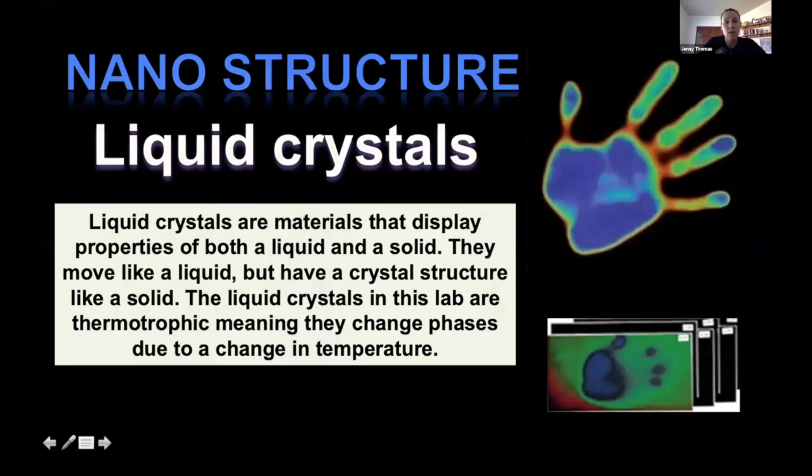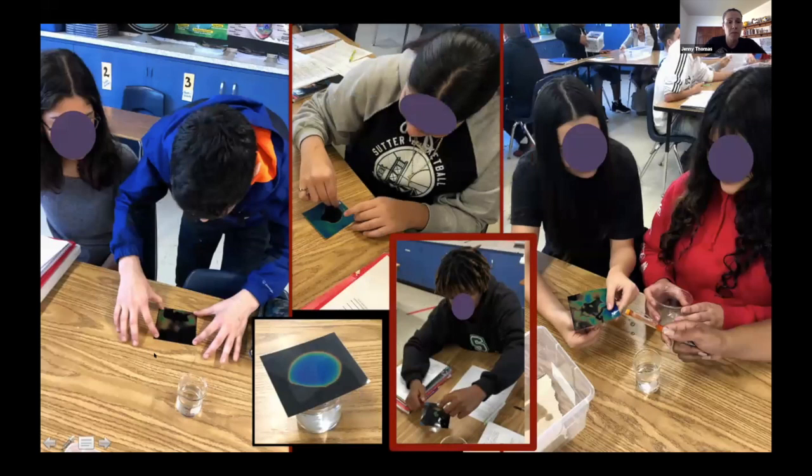Moving on to nanostructure and looking at liquid crystals, I basically just bought some liquid crystal sheets that the kids could mess around with, putting ice cubes on them, putting them over beakers of hot water, breathing on them, putting their hand on them, different things of that nature, to be able to see the change in color patterns. The coloration has to do with the liquid crystals not being a solid, not being a liquid, but the structure of the liquid crystals themselves changes with temperature.